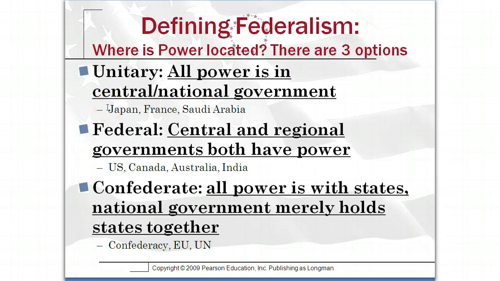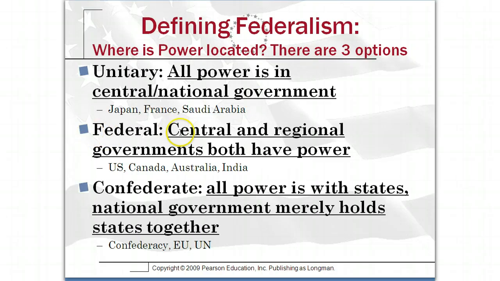There are 3 types of government systems that determine where the power is located. The first type is unitary, where all the power is in a central or national government. There's no state governments. Some examples of places that have unitary governments are Japan, France, and Saudi Arabia. They are smaller physical areas, so they don't need many state and regional governments.